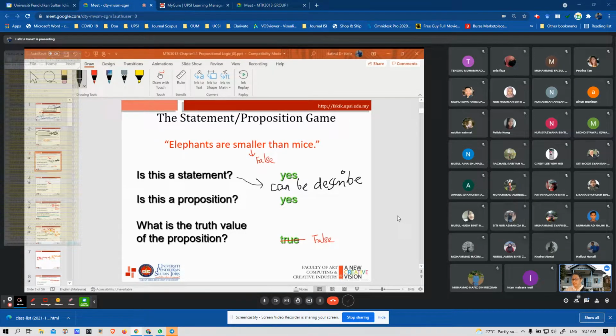Untuk simple word, simple word proposition can be proved to be true or false. Either true or false. Okay, and then it come to what is the true value? False because elephant are bigger lah.